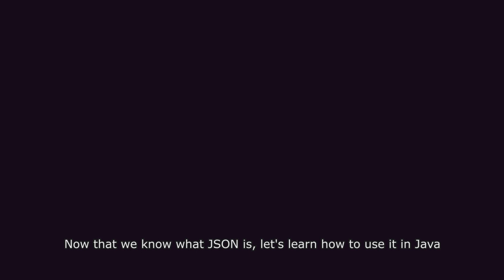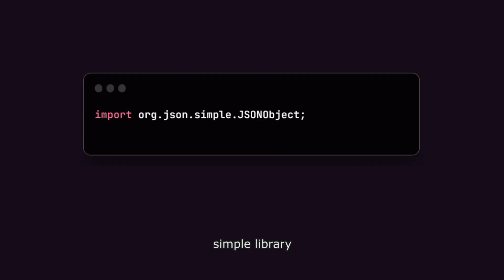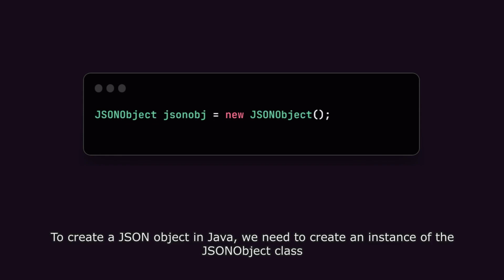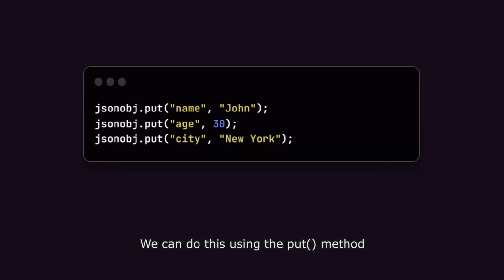Now that we know what JSON is, let's learn how to use it in Java. To use JSON in Java, we need to use the JSON simple library. To create a JSON object in Java, we need to create an instance of the JSON object class. Next, we need to add key-value pairs to the JSON object. We can do this using the put method.